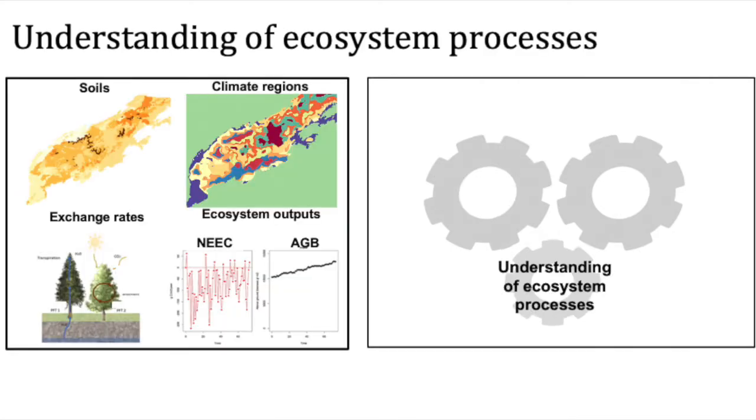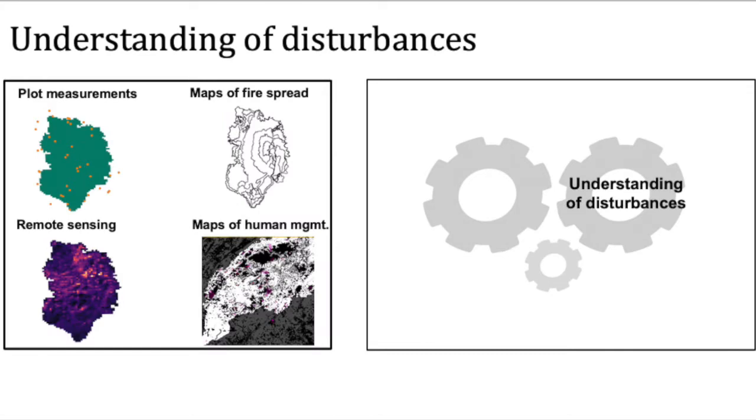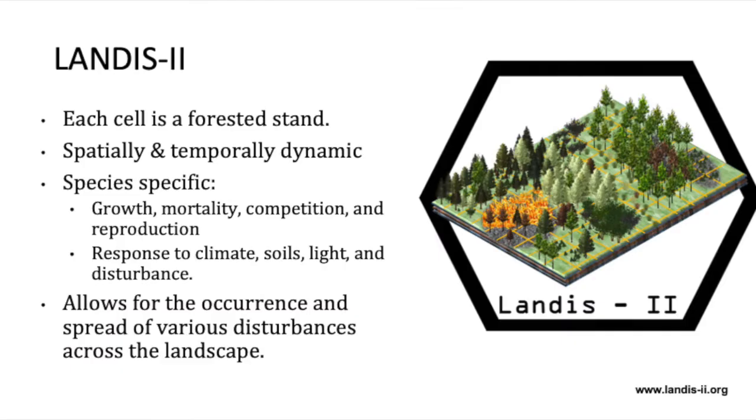And of course, then ecosystem processes. Again, we incorporate such things as spatial and temporal soils and climate regions and climate dynamics, and exchange rates. What is the actual flux of nutrients in and out of those systems? And of course, understanding disturbances. A lot of times we use data from plot measurements or remote sensing, and even maps of fire spread to calibrate the model. And so the model that I'm talking about is Landis-2. It is a spatially and temporally explicit model. Okay, so that means it's actually spatially interactive, and it simulates over time.